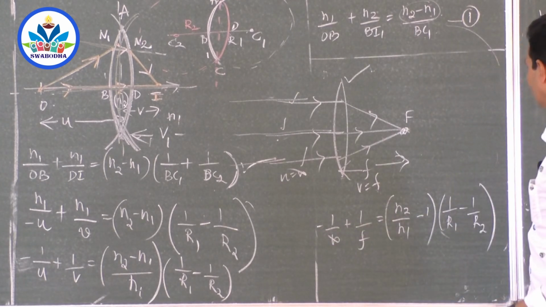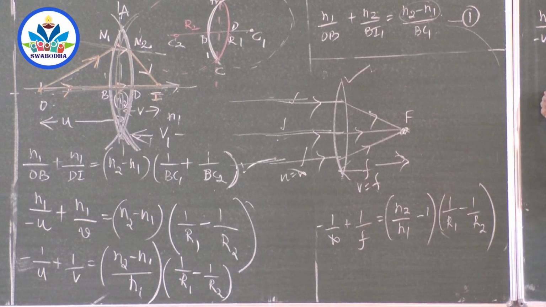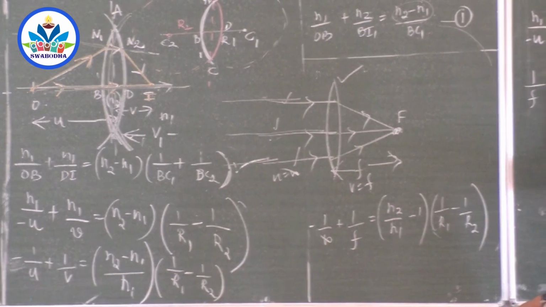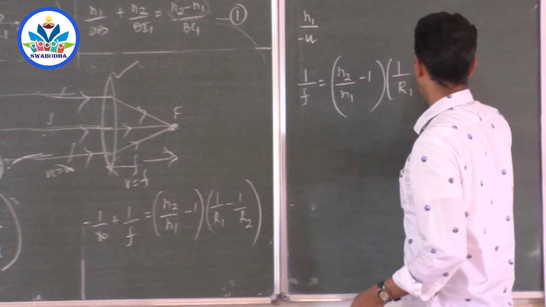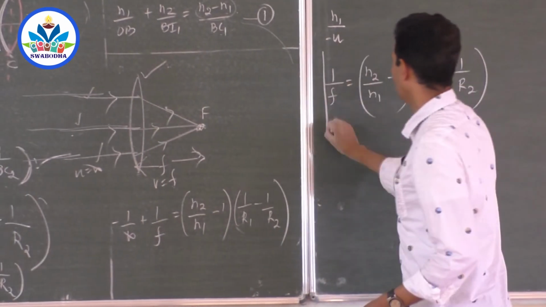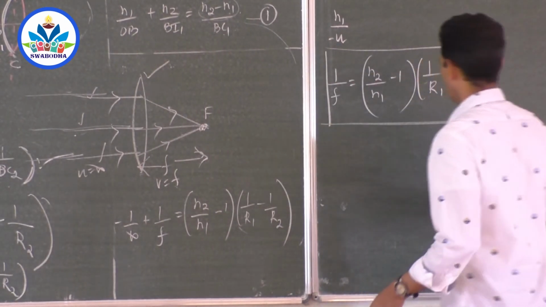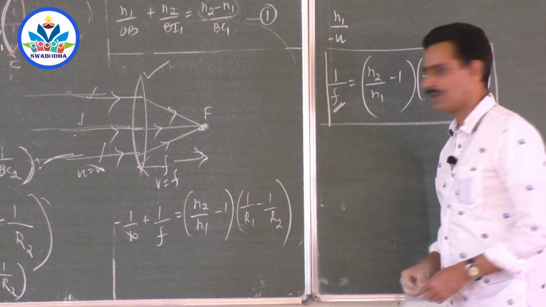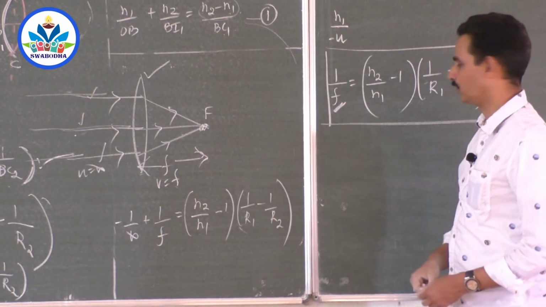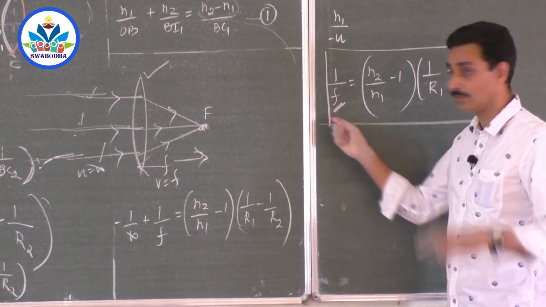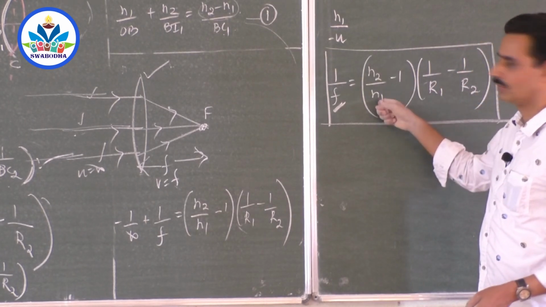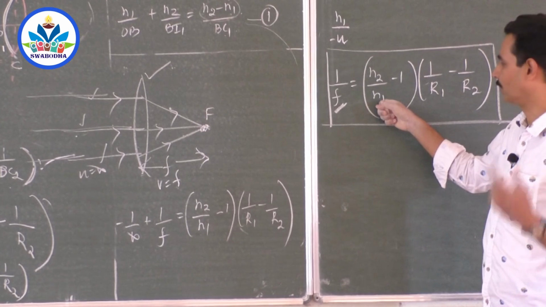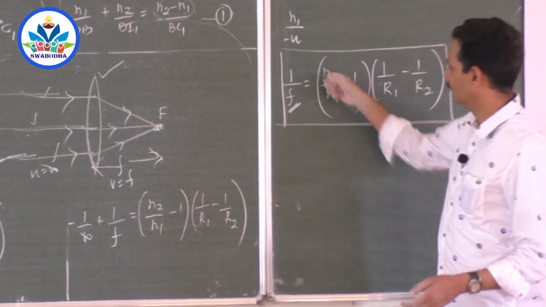So what you will have finally, shall I write it here? I think I can write it here. 1 by f is equal to n2 by n1 minus 1 into 1 by r1 minus 1 by r2. This is called Lens Maker's formula. The name is given because a doctor will prefer, if there is any eye defect, they will prefer this focal length or power usually. We will see what is the power of a lens. And you will select which type of lens you want, whether it is made up of fiber or plastic or diamond or glass. This you will select.